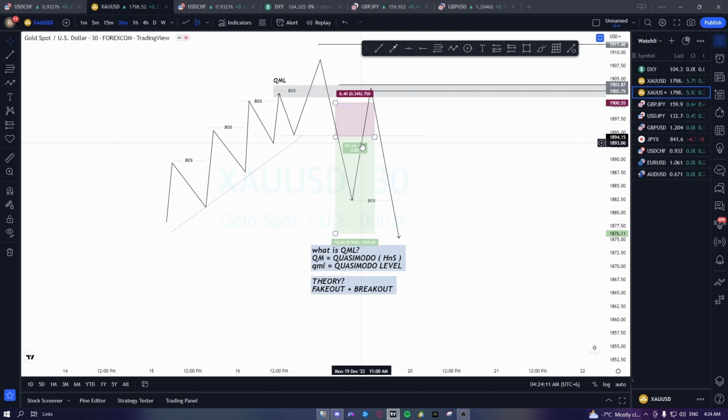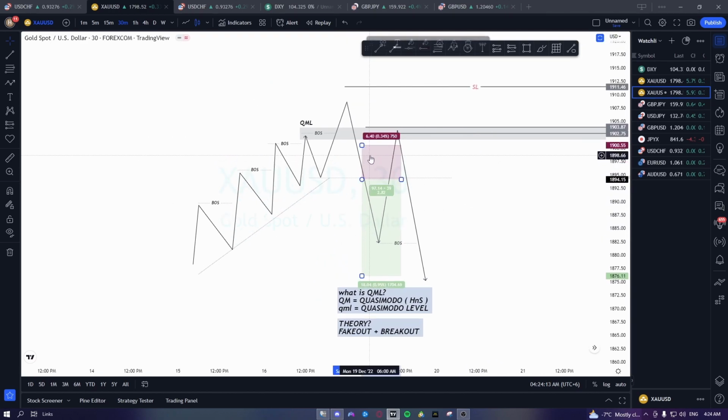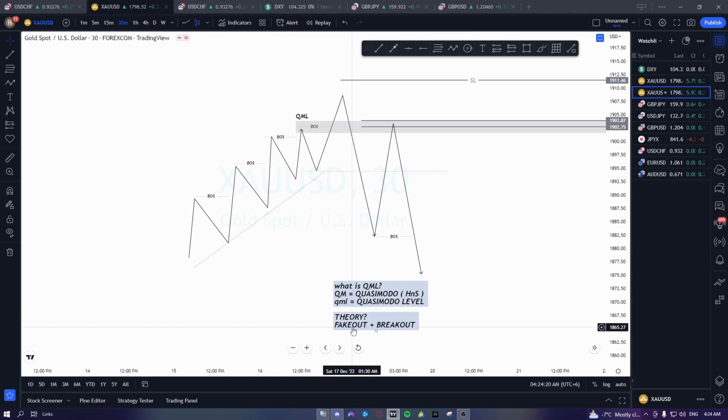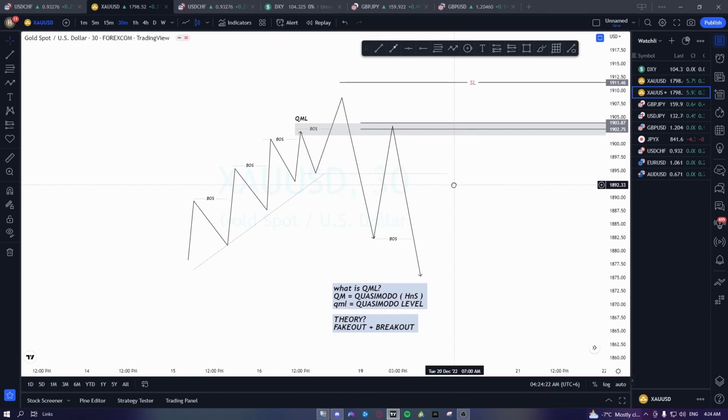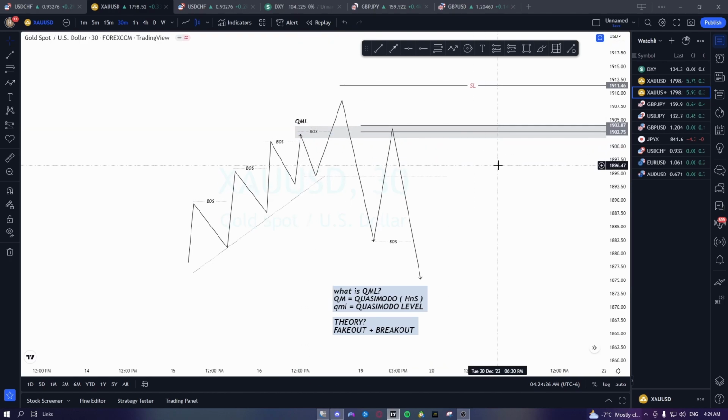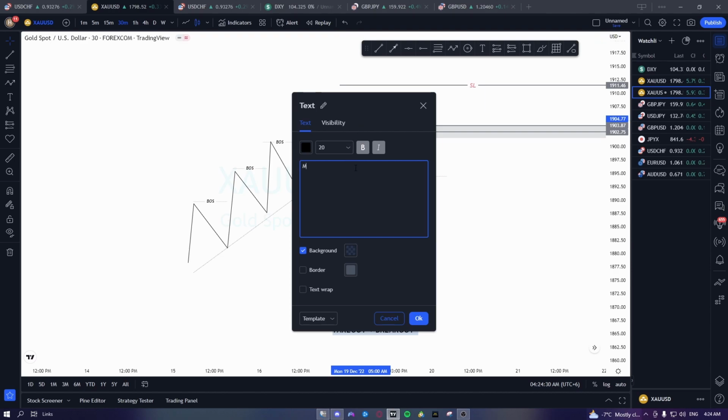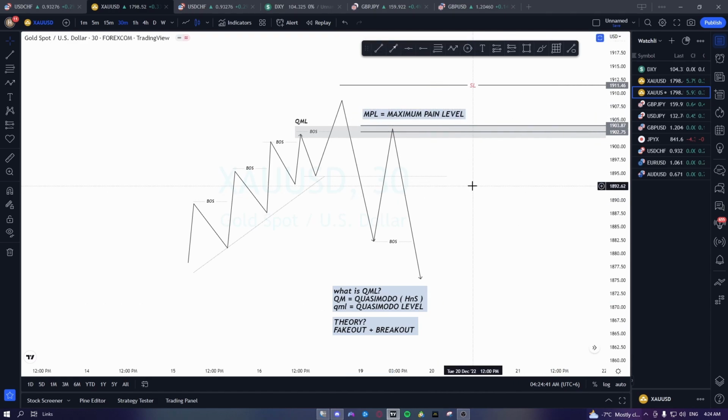And then after that, it reverses back up, hitting their stop loss. This is why the theory behind QML is called, I mean, personally, I call it fake out and then breakout. Then the left shoulder is called QML and the right shoulder is called MPL. What does MPL stand for? It stands for maximum pain level. Yes, it sounds kind of funny, but it makes sense.